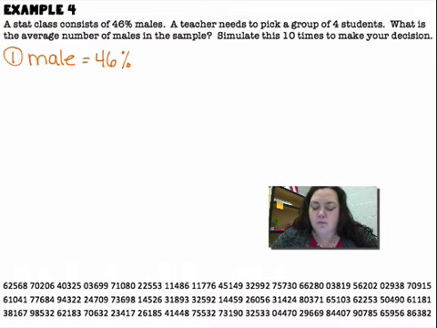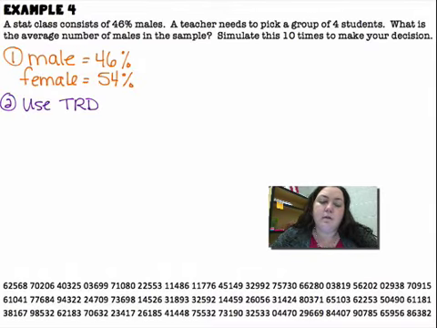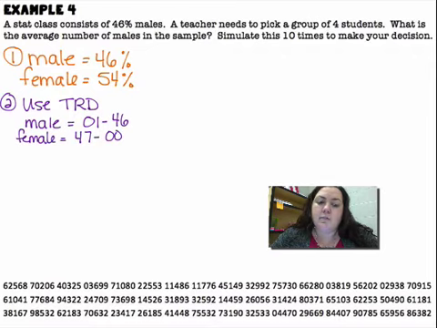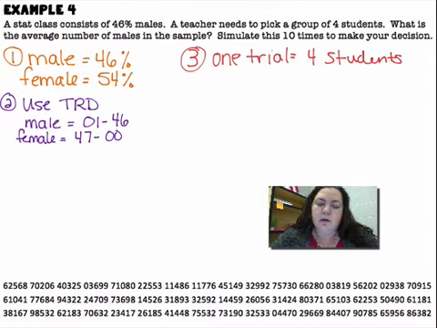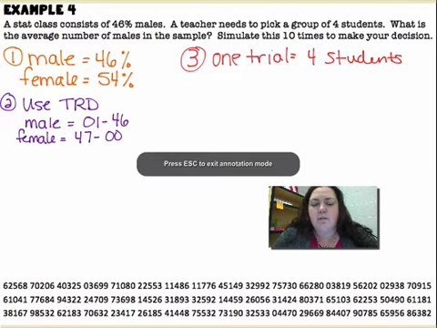Okay, so males is 46%, females is 54% then. I'm going to use a table of random digits. I'm going to let males be the numbers 1 through 46, females be the numbers 47 through 00. And you don't want to use 47 through 100 and not use 00, because then you have some 2-digit numbers and 3-digit numbers. We can't have that.